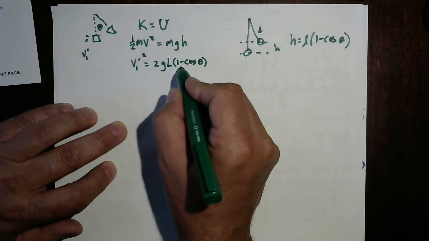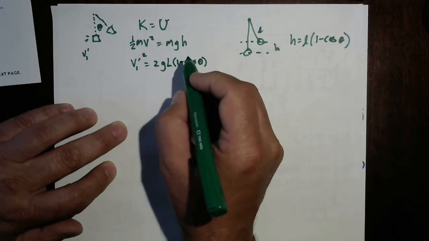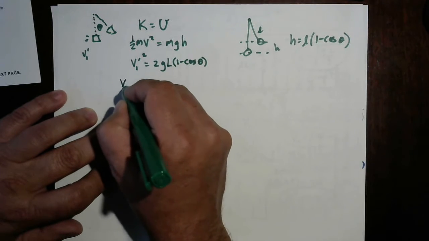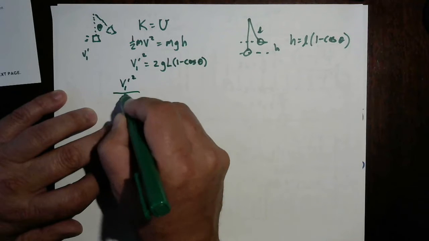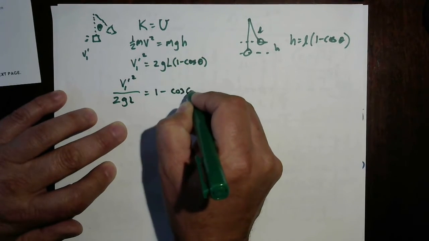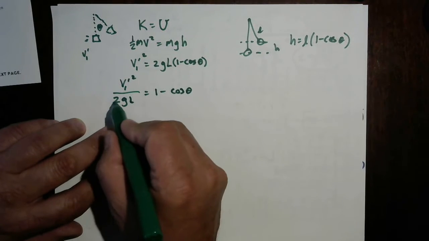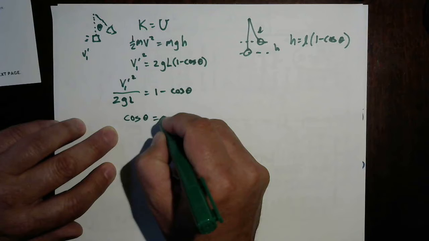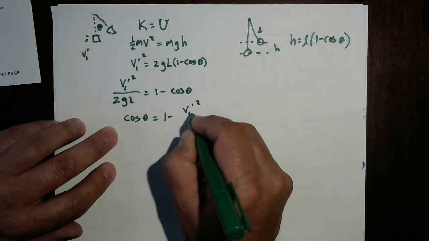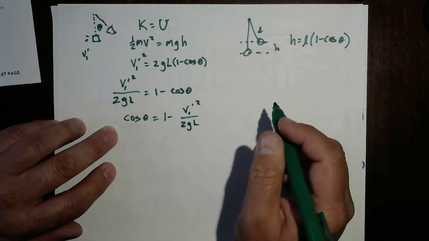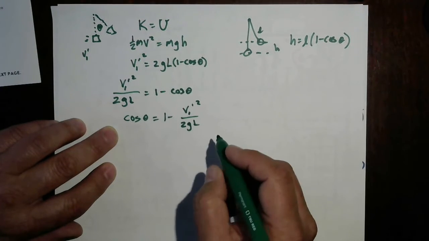So let's do a little algebra here. We're going to have v1 prime squared over 2gL equal to 1 minus cosine of theta. Theta comes to this side, this comes to the other side, and we'll realize that cosine of theta is going to be 1 minus v1 prime squared over 2gL. Okay, let's find this thing, and then we'll just take an inverse cosine.